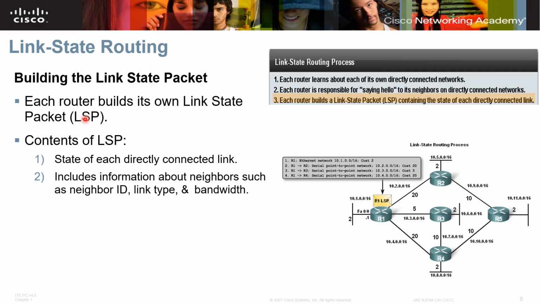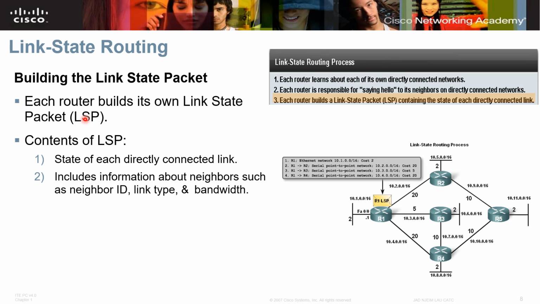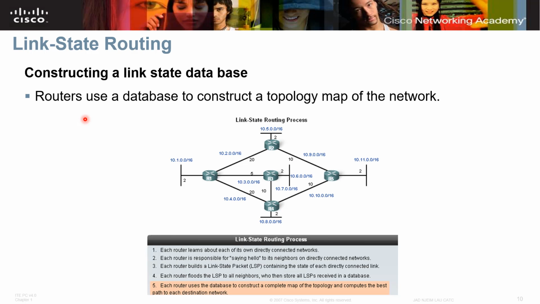Let me go through the first step again to understand the sequence well. First step is hello, just to discover my neighbor. Then building a link state packet, putting all information about my directly connected link. Third, flooding this link state packets to all neighbors and all nodes in the network. After flooding this packet, I will construct a link state database. Each router will use the database to construct a topology map of the network.